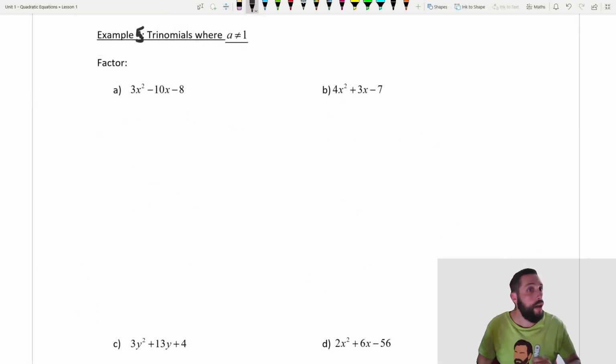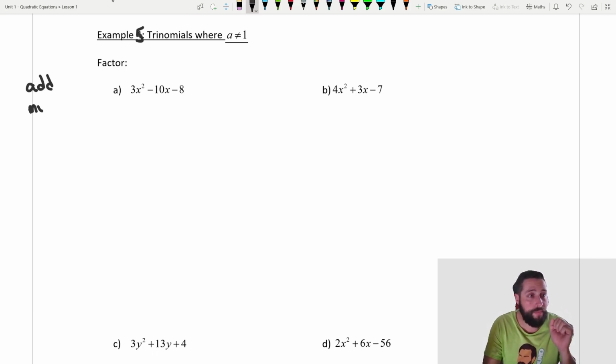Example 5. Example 5 is trinomials where a does not equal 1. So now basically all we have are numbers in front of our x squared. Very simple. We're going to do the exact same thing where we need to find what it adds to and multiply. You're going to take your a value and multiply it by your c value. So you're going to go 3 multiplied by negative 8.